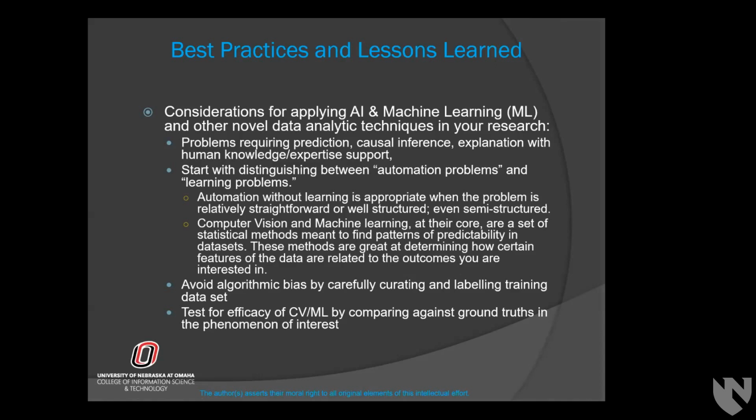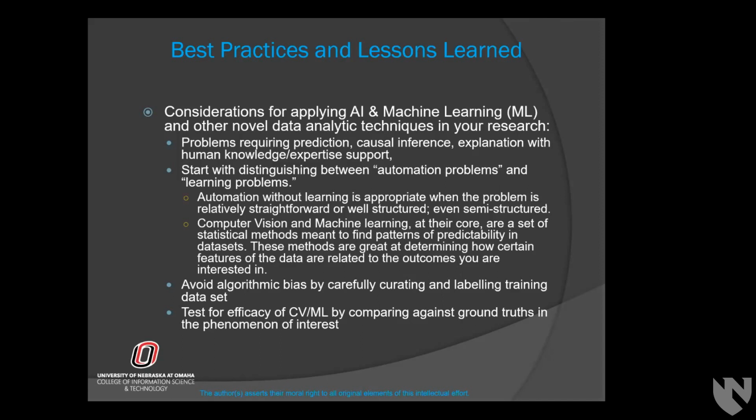So generally, here's my advice. Problems that require prediction, causal inference, explanation with human knowledge and expertise are amenable to artificial intelligence, automation, supervised or unsupervised learning algorithms. So if you're thinking that you want to do something in those areas in your research question, then maybe we can explore machine learning or even other data analytic techniques that are applicable to those domains. So everything doesn't need to be automation oriented either. It could be just some advanced statistical approaches to addressing the problem.